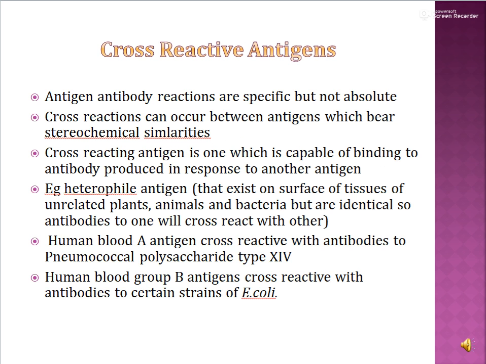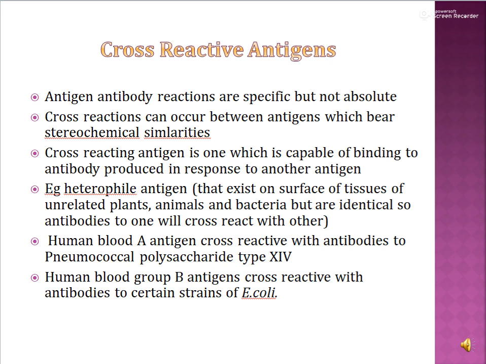Now, the second class of antigens which we come across is the cross-reactive antigens. You should remember that cross reactions can occur between antigens which bear stereochemical similarities. A cross-reacting antigen is one which is capable of binding to the antibody produced in response to another antigen. For example, you have a heterophile antigen, which exists on the surface of unrelated plants, animals, and bacteria, but is identical, so that the antibodies to one will cross-react with the other.